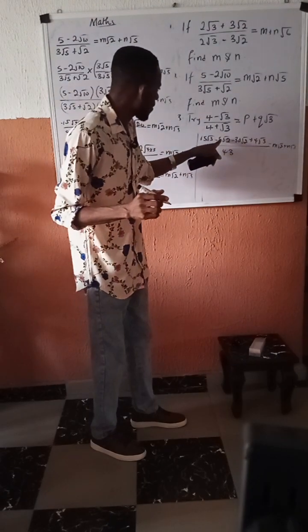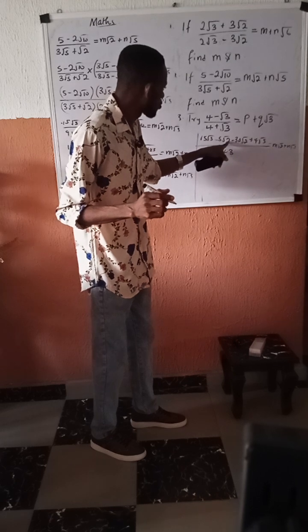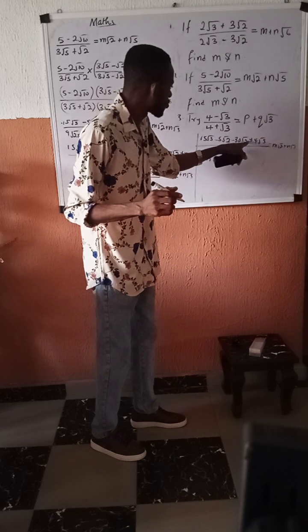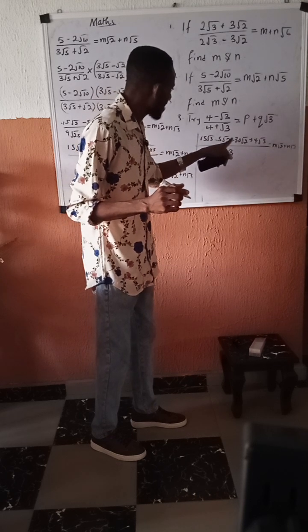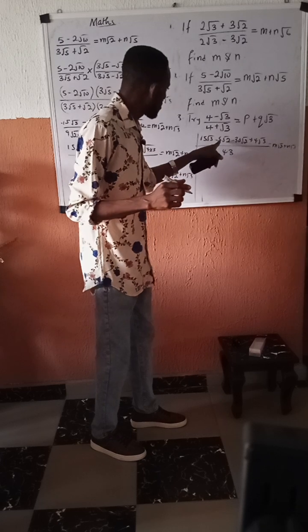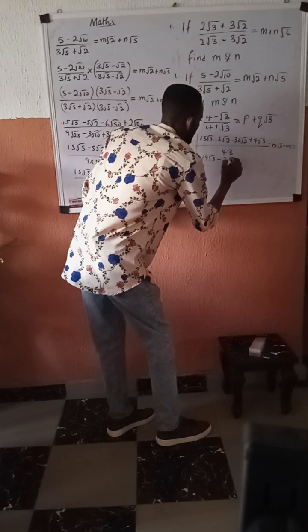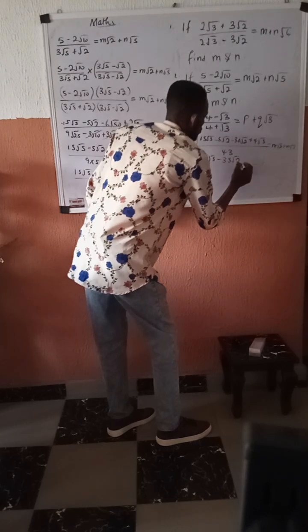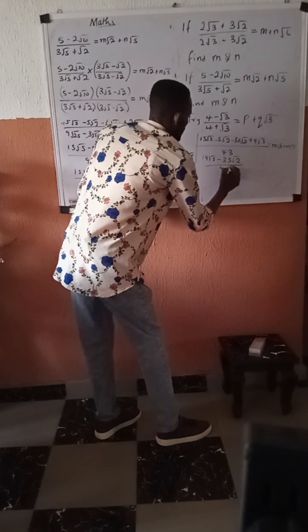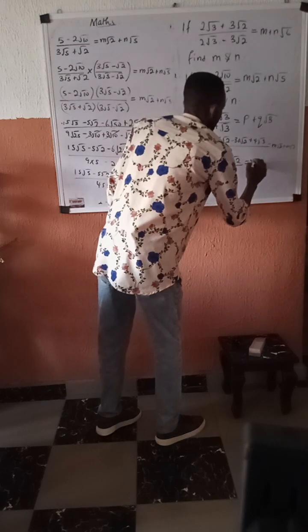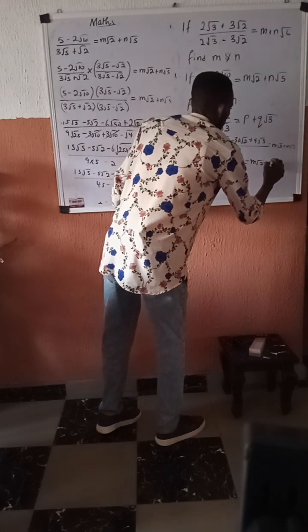This one is minus 5 root 2 minus 30 root 2. They are like terms in terms of root 2. The coefficient is minus 5 and minus 30. So minus 5 minus 30 is what? Minus 35 root 2 all over 43. They told us it is n root 2 plus n root 5.